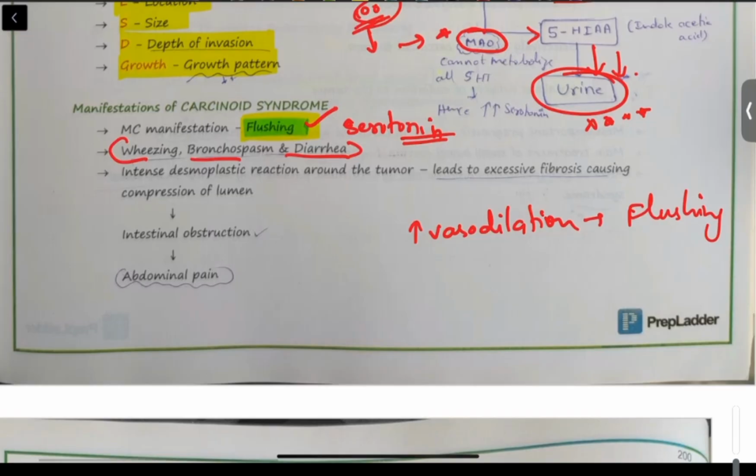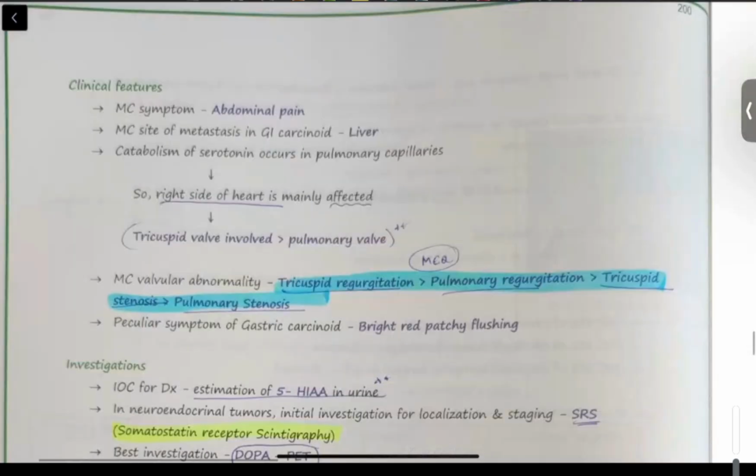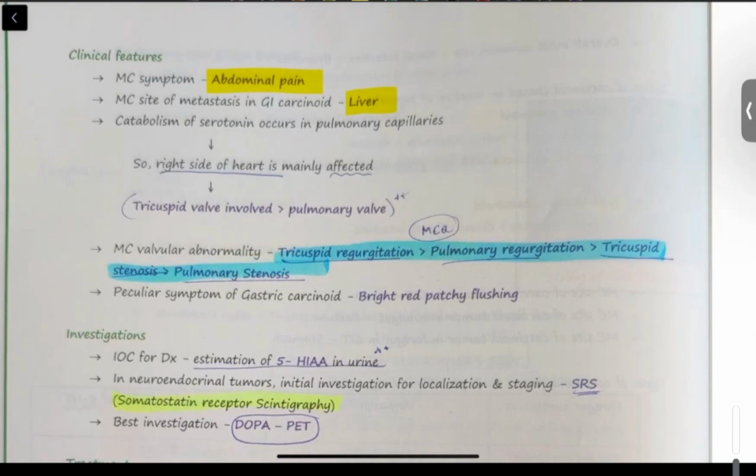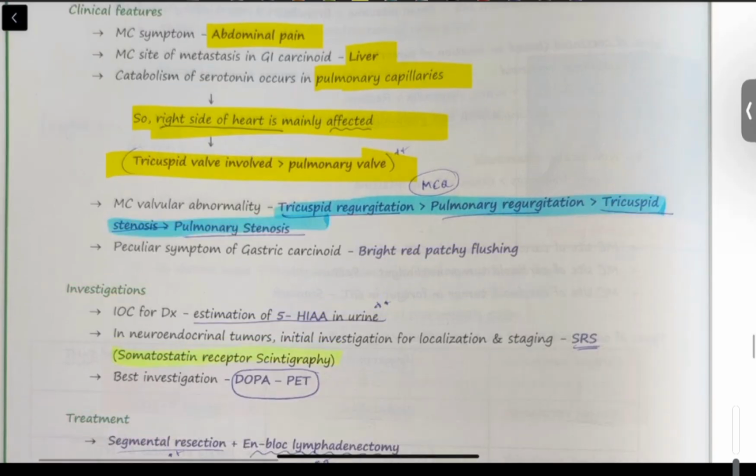Intense desmoplastic reaction around the tumor will happen, which leads to excessive fibrosis causing compression of the lumen, and that will mimic the features of intestinal obstruction, because of which there will be abdominal pain. So the most common symptom is again abdominal pain, and the most common site of metastasis of GI carcinoid is the liver. Catabolism of serotonin usually occurs in pulmonary capillaries, so the right side of the heart is mainly affected, which leads to tricuspid valve involvement rather than pulmonary valve.